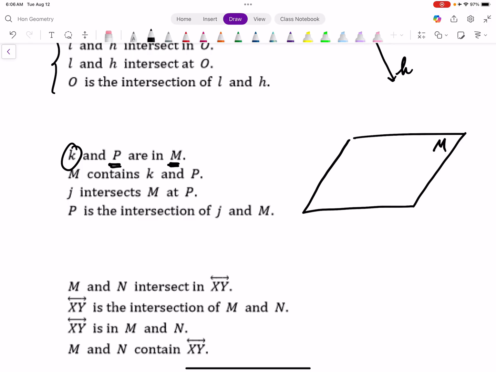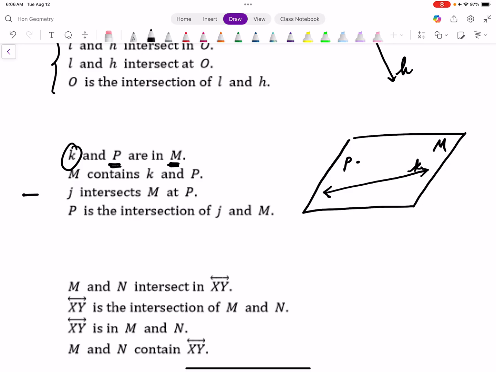So here's plane M. There's going to be line K in that plane. There's going to be some point P in that plane. So let's say here's point P. So line K, point P, all in M. Got it? So plane M contains point P and line K.